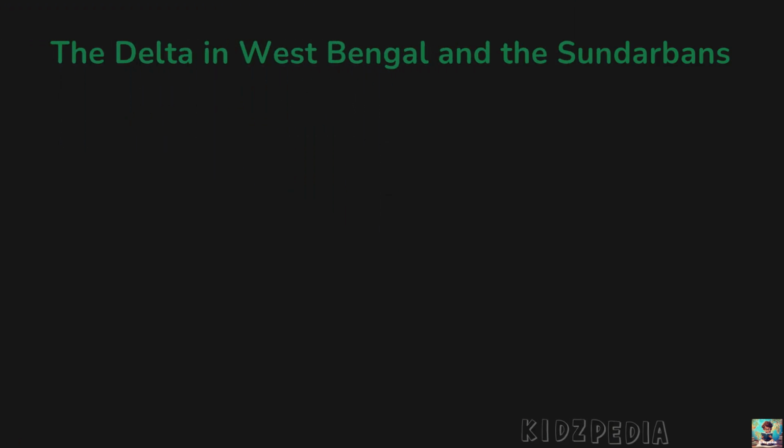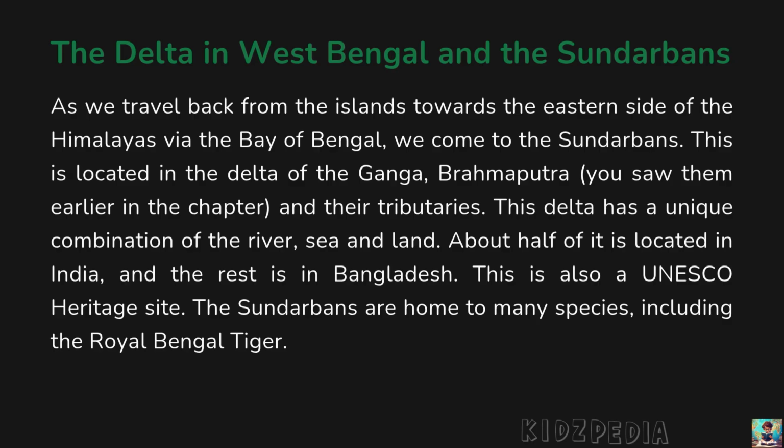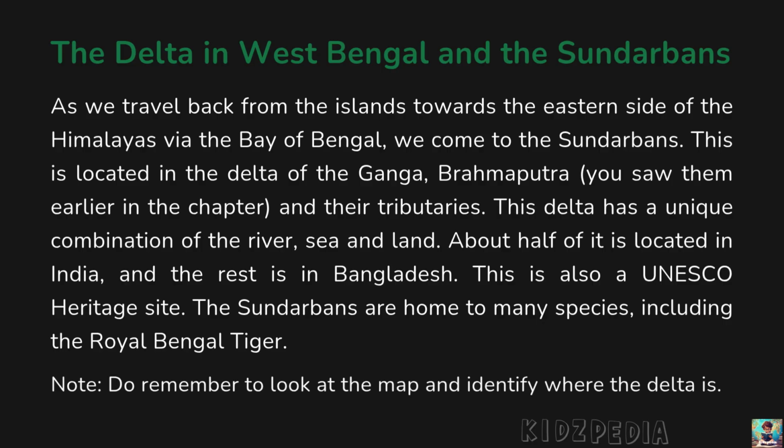The delta in West Bengal and the Sundarbans. As we travel back from the islands towards the eastern side of the Himalayas through the Bay of Bengal, we come to the Sundarbans. This is located in the delta of the Ganga-Brahmaputra and their tributaries, which you saw earlier in the chapter. This delta has a unique combination of river, sea and land. About half of it is located in India and the rest of it is in Bangladesh. This is also a UNESCO heritage site. The Sundarbans are home to many species including the Royal Bengal tiger. Note, do remember to look at the map and identify where the delta is.